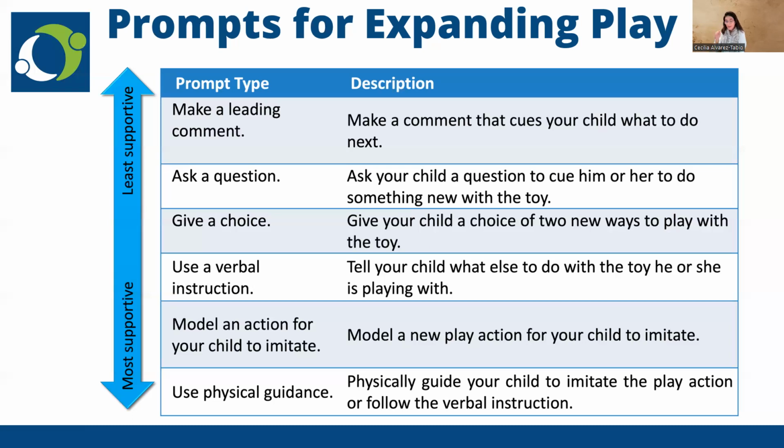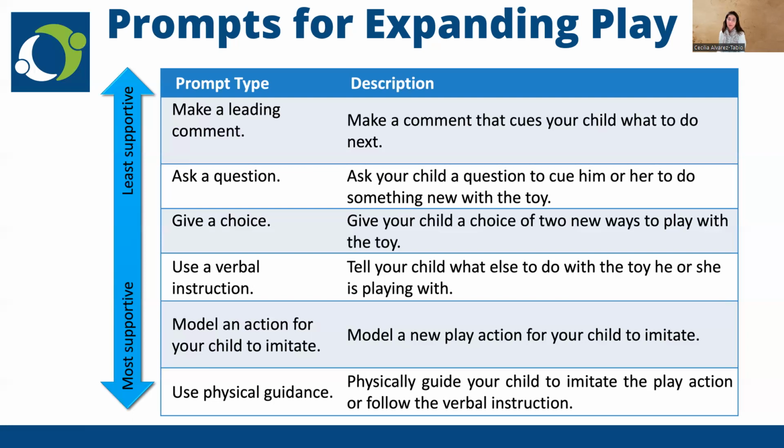If your child has difficulty responding to an open-ended question, you can give your child a choice between two new play actions. For example, say, "Should Elmo eat or should Elmo go to sleep?" This gives your child ideas of other ways to play with Elmo, but it allows him to choose the play sequence or the type of play that will be added.